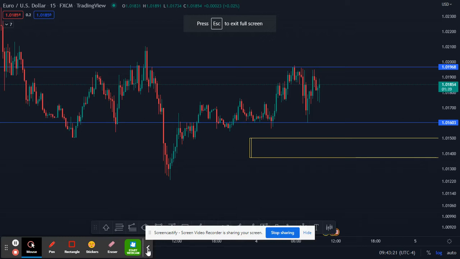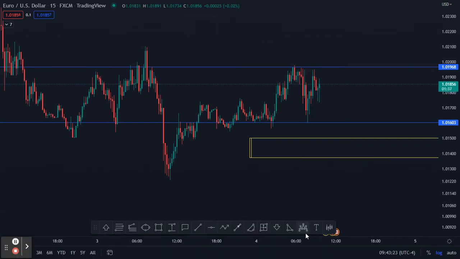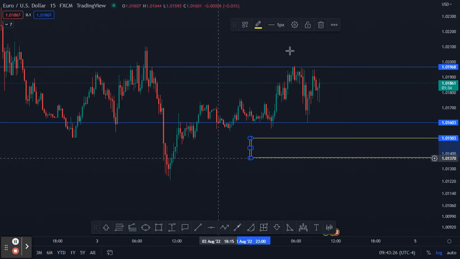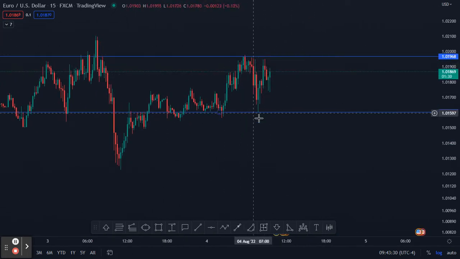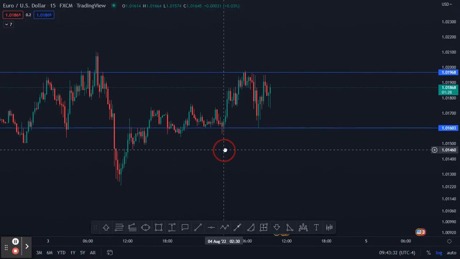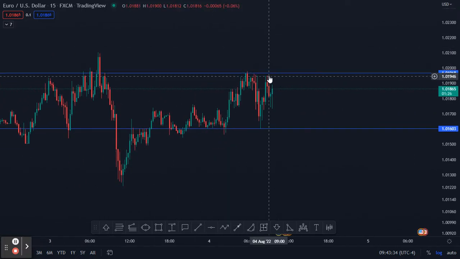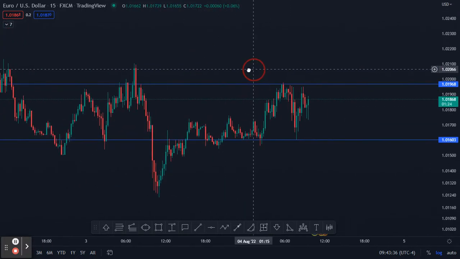Hey, good morning. So we're looking at the Euro USD. All right, so I already got a target down here, but I'm gonna show you what I'm looking at. All right, so I got this bracket order here, zone set up. Now, if we break above here, I will be looking for some buy setups.